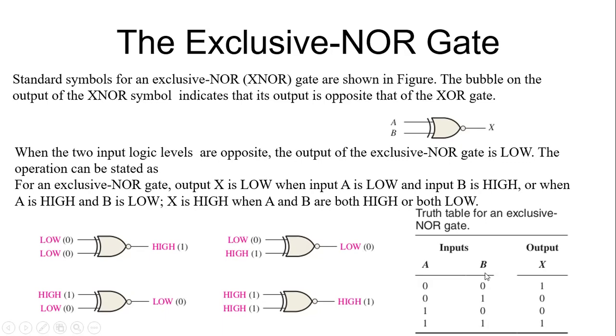This is the truth table of the exclusive NOR gate. It summarizes the operation of the exclusive NOR gate. When both inputs are at the same logic level, meaning 0 0 or 1 1, the output is 1. When the inputs are at different logic levels, the output is 0.